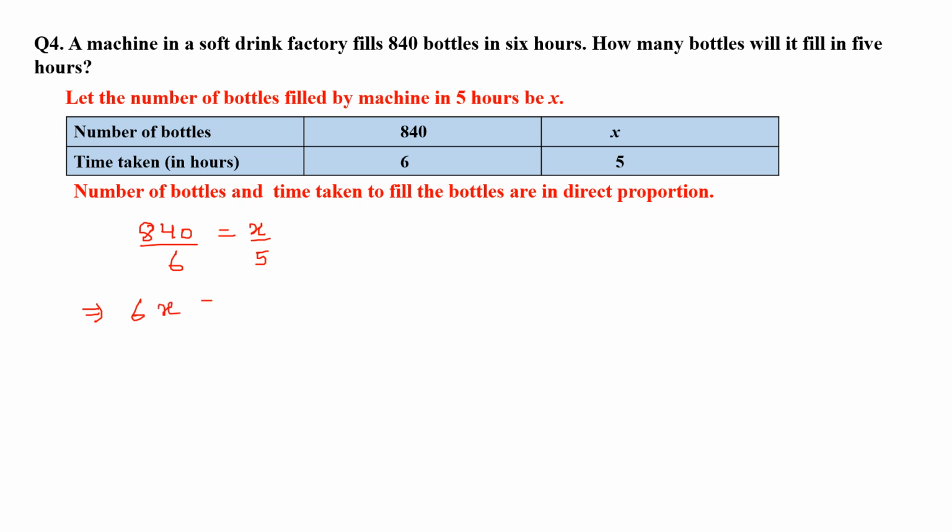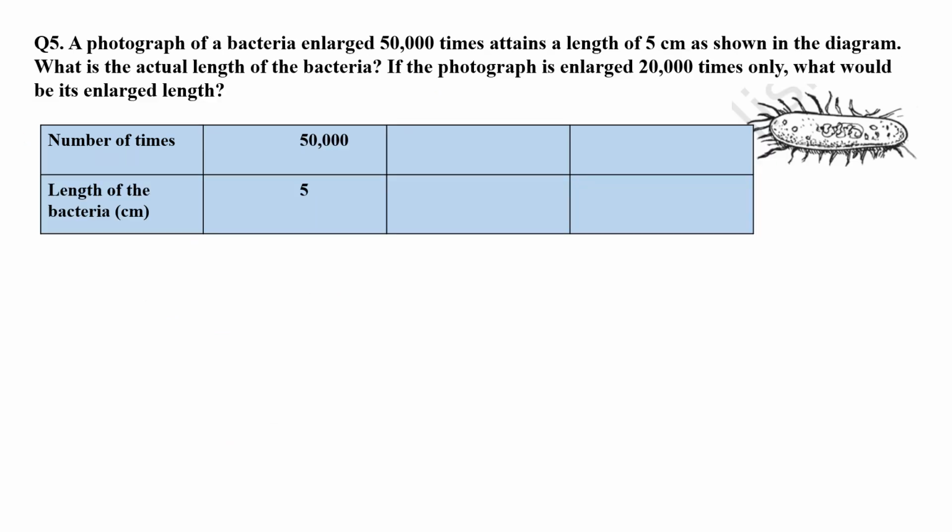So 6 into x will be equal to 840 into 5. So the value of x is going to be 840 into 5 divided by 6. And now reduce it. So from here you will get 140 into 5, and 140 into 5 is 700. So the value of x is 700 bottles. Okay, so the machine can fill 700 bottles in 5 hours.